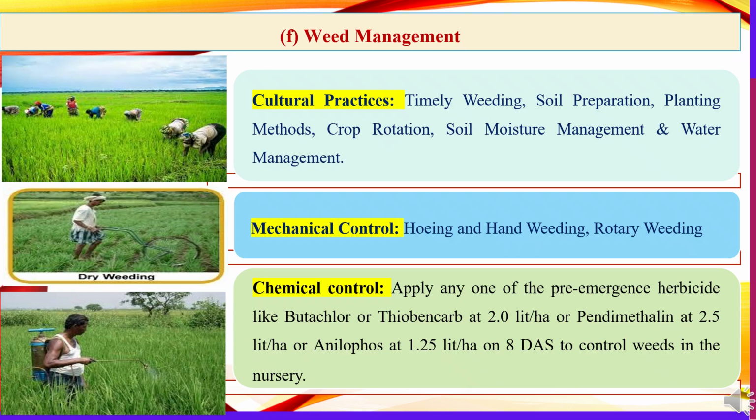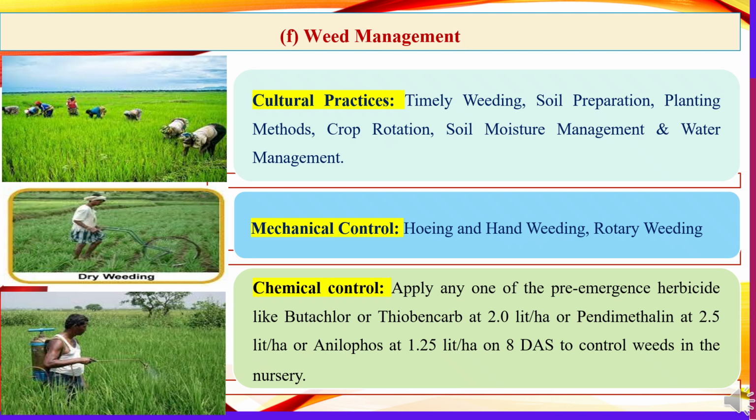Soil moisture management. Maintain optimal soil moisture to favor rice growth and suppress certain weed species. Water management. Keep fields flooded, 3 to 5 centimeters water depth, during early crop stages to suppress most upland weed species. Avoid frequent drying, which promotes weed emergence.